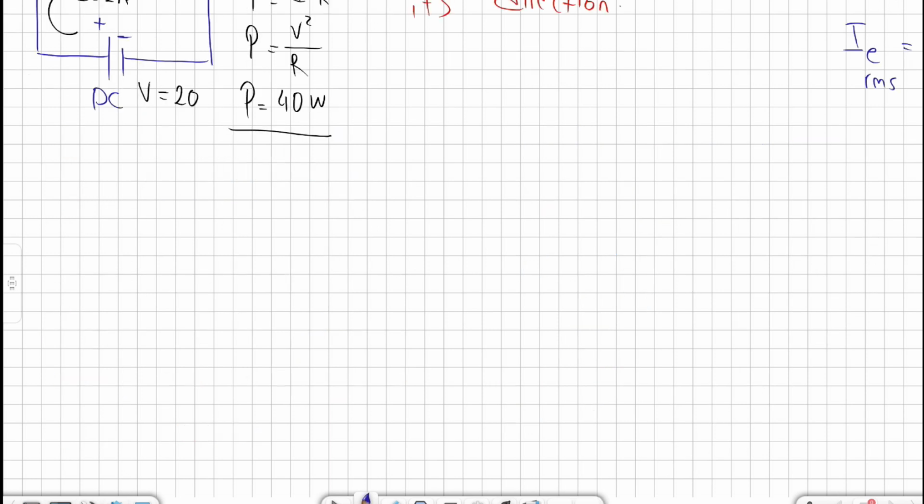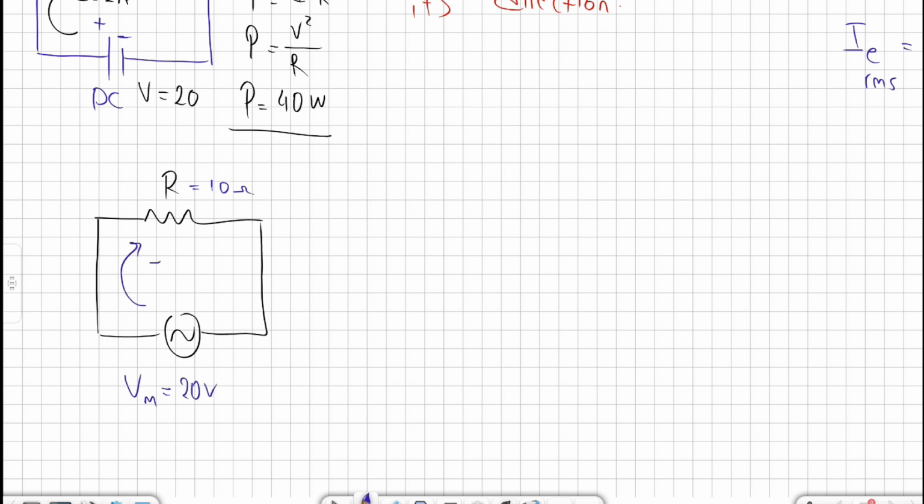Let us connect the same resistor that we had a moment ago to an AC source, and let's see what happens when we connect it. The resistor is here. This is the symbol of an AC source. It is a sine wave inside a circle, and this is the resistance that we had a moment ago. Let's say that the V maximum is the same as the previous one. The resistance is the same, 10 ohm, so the current will be the same.